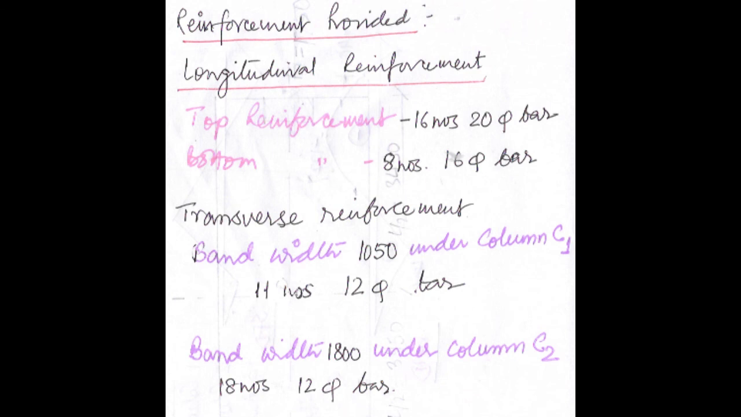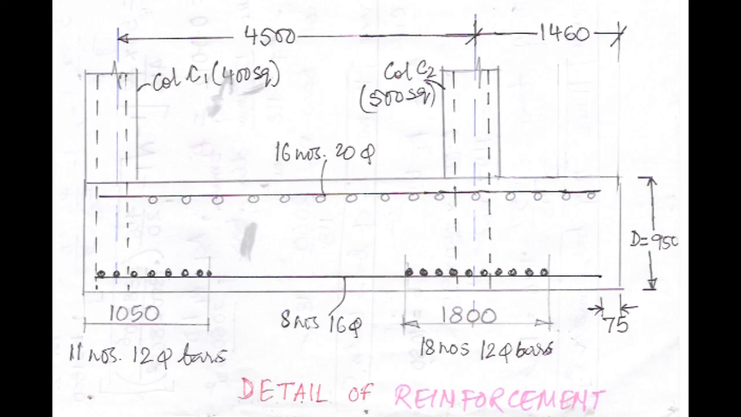There we have got 16 number 20 millimeter diameter bars. Bottom reinforcement we have got 8 number 16 millimeter diameter bars. And the transverse reinforcement: there we have got bandwidth of 1050 under column C1, and it was 11 number 12 millimeter diameter bars, and bandwidth 1800 under column C2. There we should give 18 number 12 millimeter diameter bars. So with this we can start the drawing. It will be easier for us.